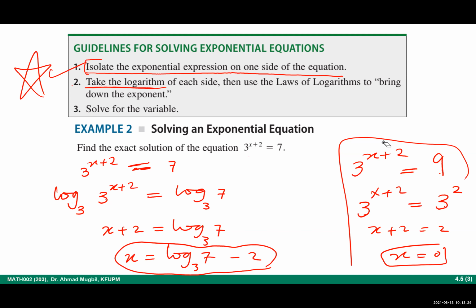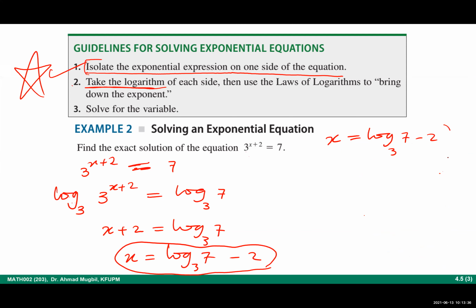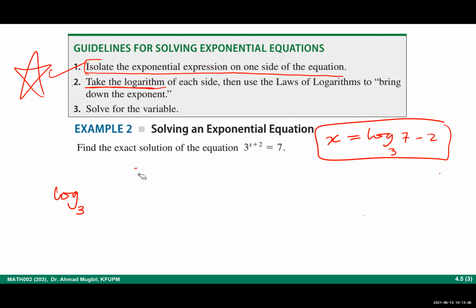Now, you can use other logs, by the way. Who said we can use log 10? Yes, you can. Let me write down the solution that we obtained here: log 3 of 7 minus 2. This is if you want to have the exact solution. If you want to approximate it using the calculator at the end, it is better to use log with base 10, the common logarithm, or the natural logarithm, ln. So here, let's use log.